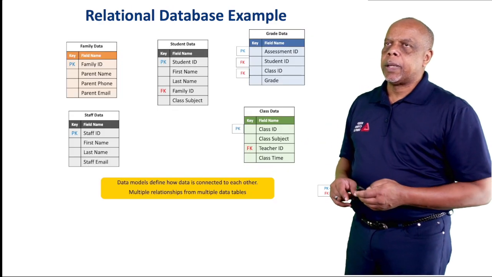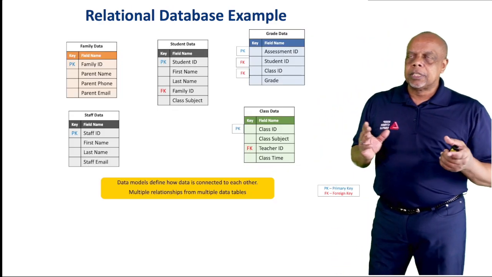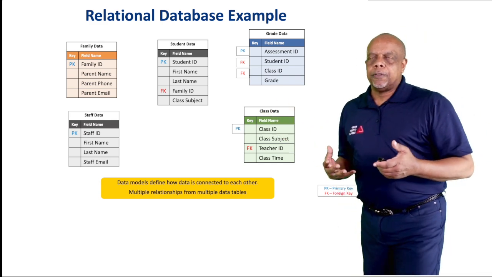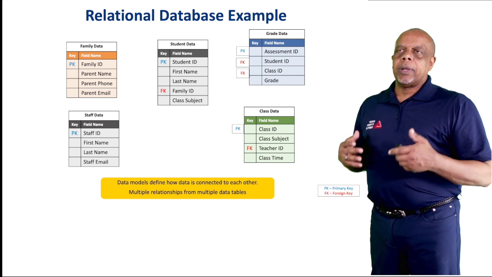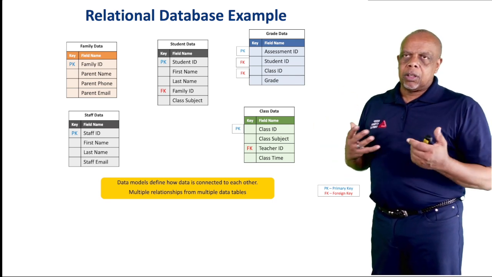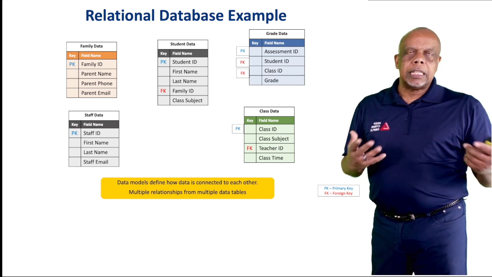Let's take a look at this from this perspective. This is just an example, a very simple example. So this is a database we want to build for a school, where we have students, we have faculty, we have staff, we've got class data, and we've got family information. All the things a school would typically collect, right?